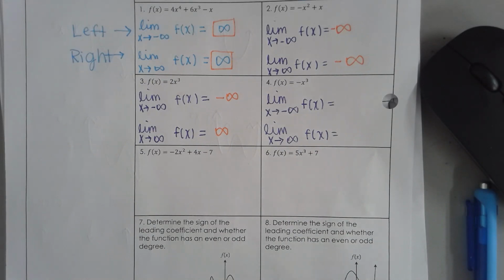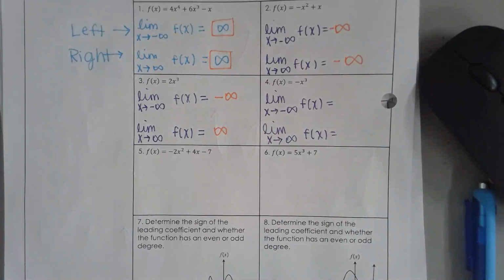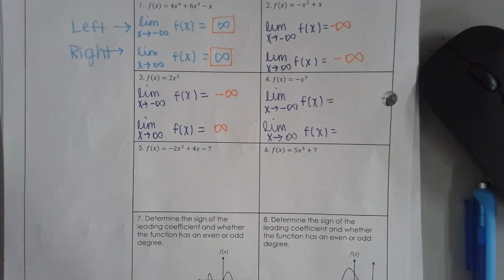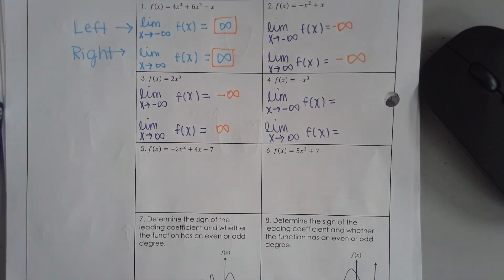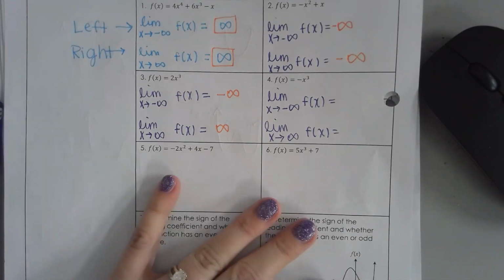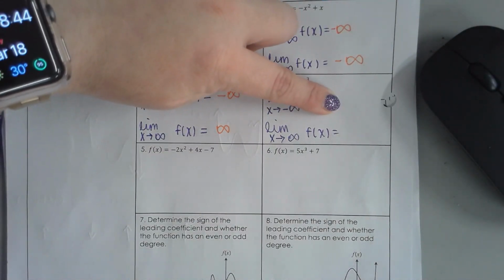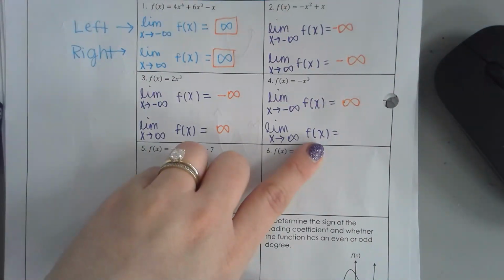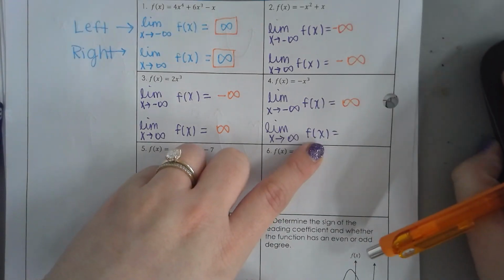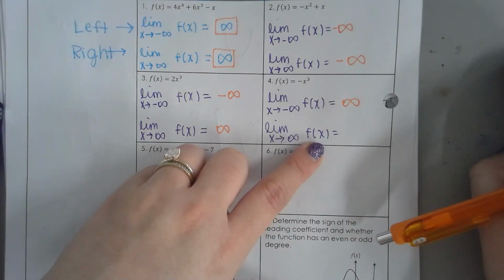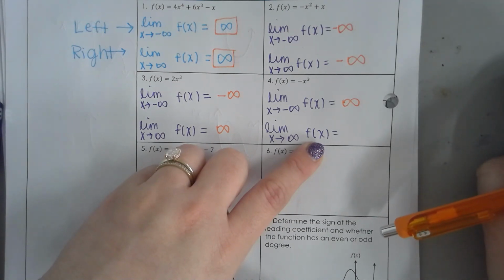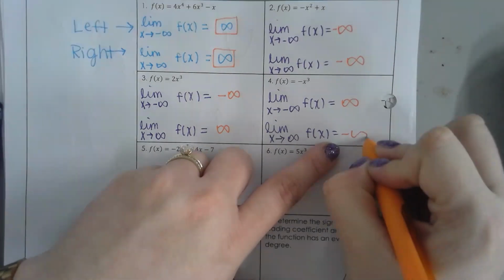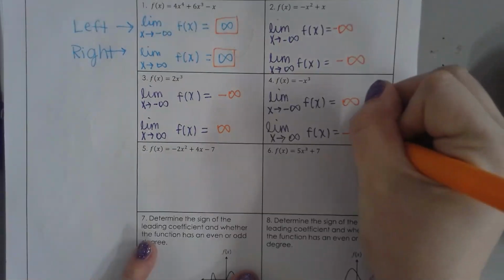Negative x cubed, negative coefficient, odd degree. Yeah, I was right. So what's happening on the left? On the left side, it's going up. So what am I going to write on this left one? Positive infinity. The right side? It's going down. So what am I going to write? Negative infinity.